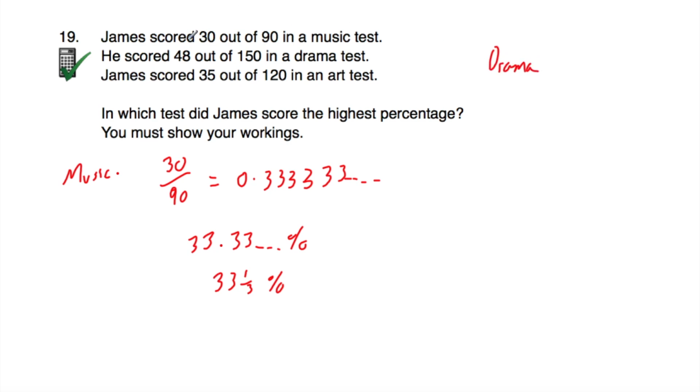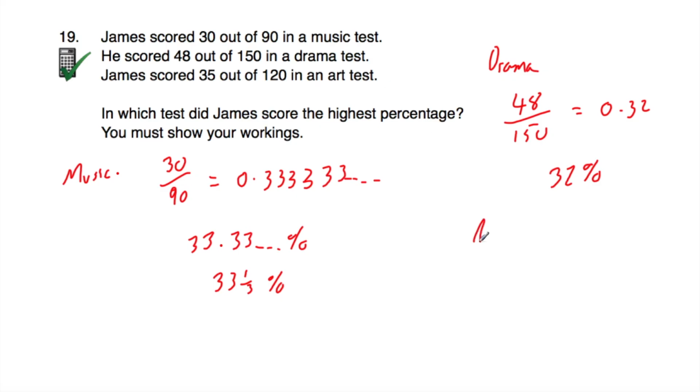So in drama, James scored 48 out of 150. So let's change that to a decimal to begin with. So let's do 48 divided by 150, and that's equal to 0.32. So that's a decimal. Let's change it to a percentage. So let's multiply by 100, so that'll be 32%. So in drama, James scored 32%.